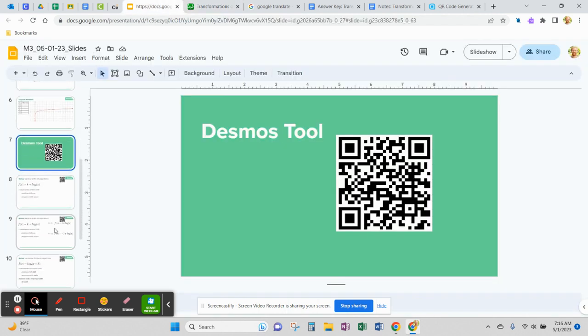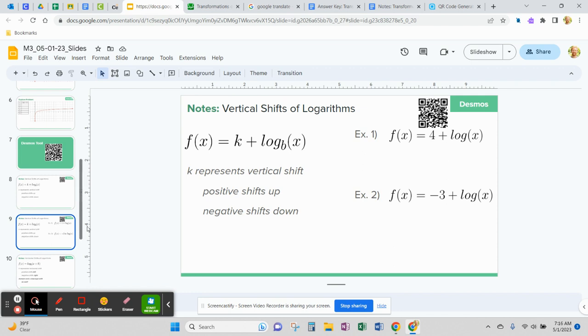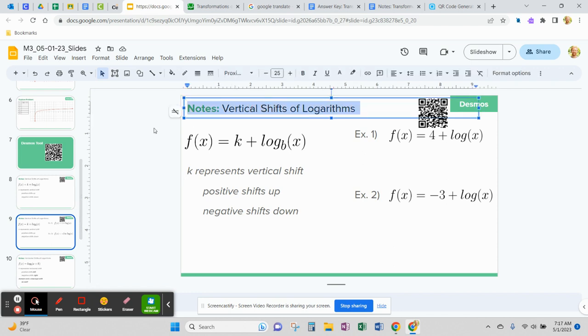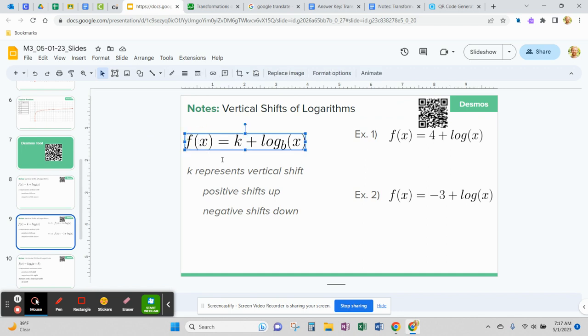So back to the notes, let me get to where I'm at. So we're in the vertical shifts of logarithms section. Let's get down this formula. Let's get down this brief description. And what you should have seen from your Explore activity is that if we get a number out in front, this K number out in front here, that is going to shift our graph vertically.